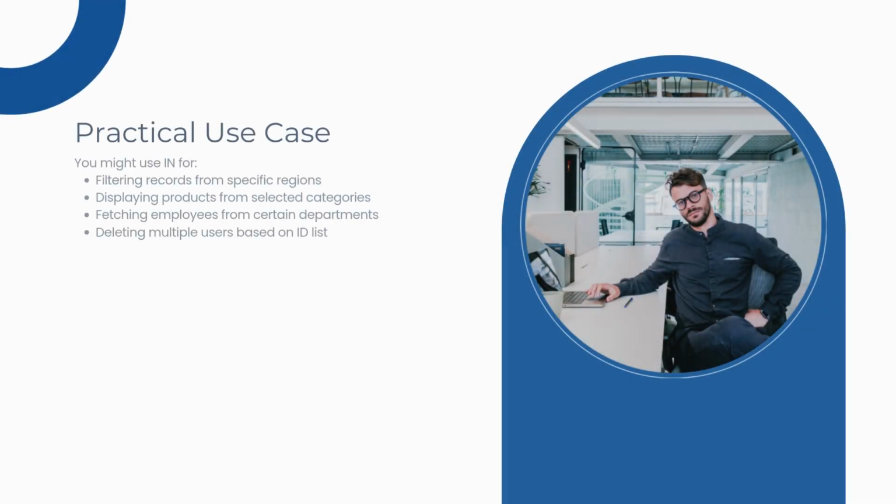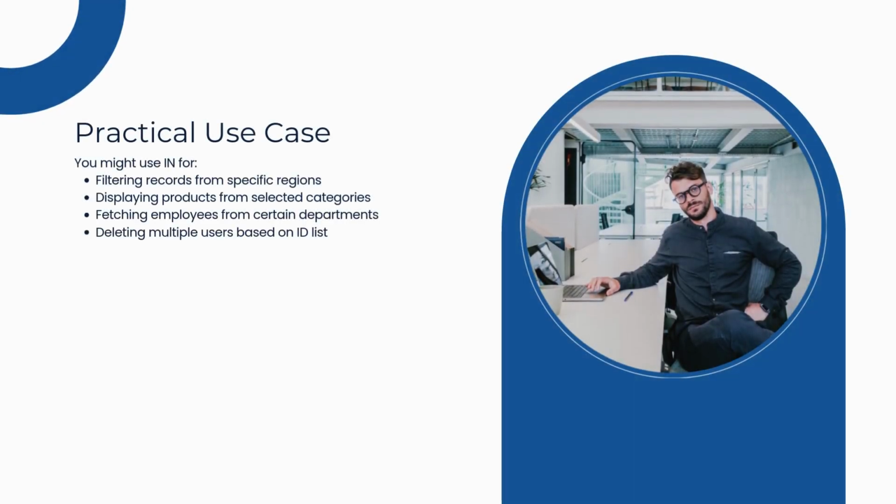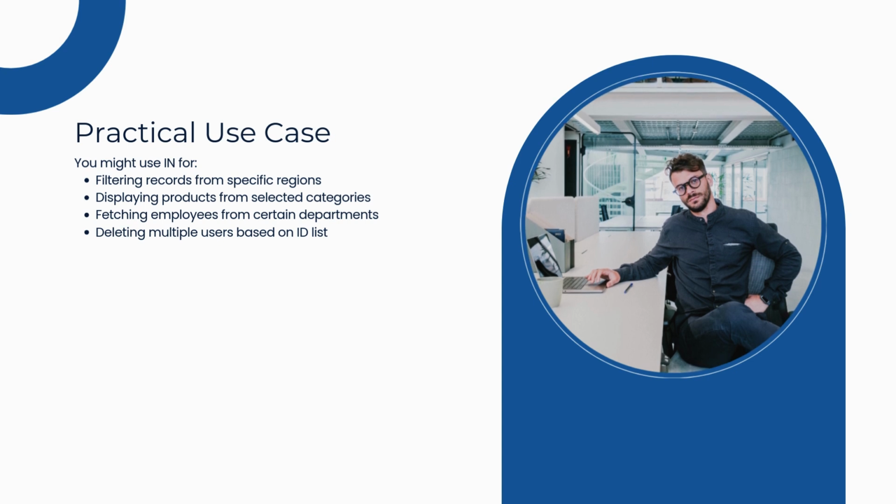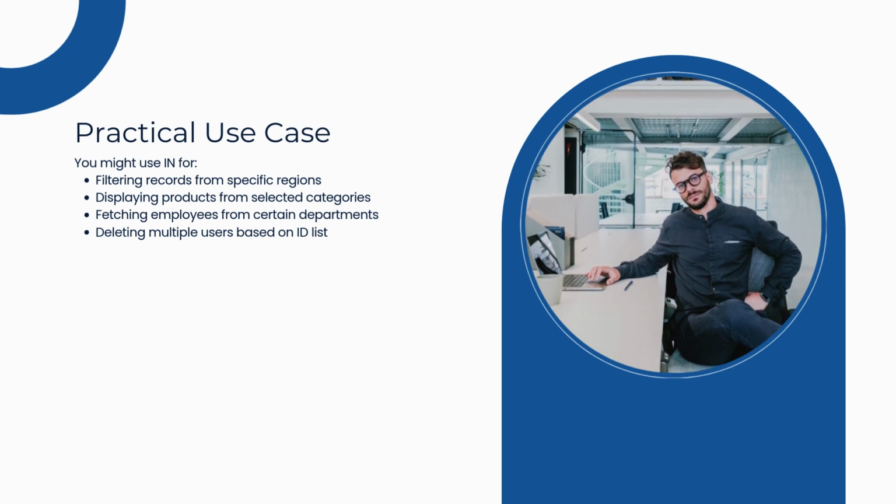IN is commonly used in the real world. You might use it to pull records for specific regions, filter products by selected categories, find employees in a certain department, or even delete multiple users based on their IDs. It is a great tool for building efficient filters.